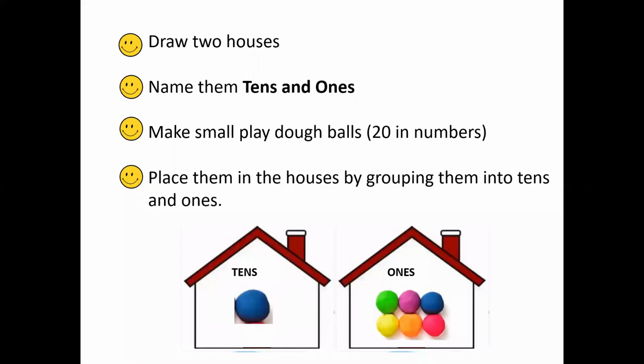Here is an activity for you. Draw 2 houses as shown below. Name them 10s and 1s. Make small Play-Doh balls around 20 in numbers. Place them in the houses by grouping them into 10s and 1s. You can carry it out with all the numbers from 1 to 20. Happy grouping!